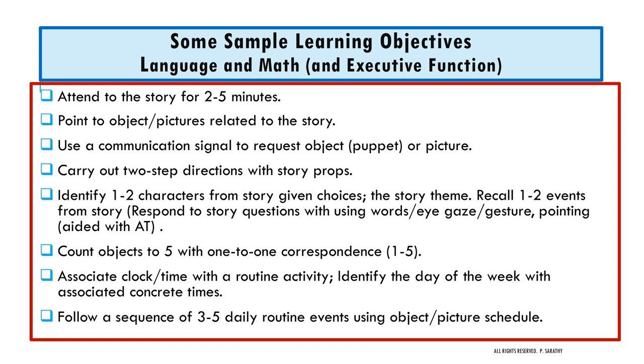Count objects, and then, as I said, limit it in the beginning to 1 to 2, and then increase it to 5. And associating a clock with a routine activity. The day of the week. When we are doing the day of the week, you can have an adapted calendar and have an object associated with that particular day of the week. Monday is library day, and then maybe have a picture or a small mini book attached so that they know that it's Monday. And follow a sequence of 3 to 5 daily routine activities.